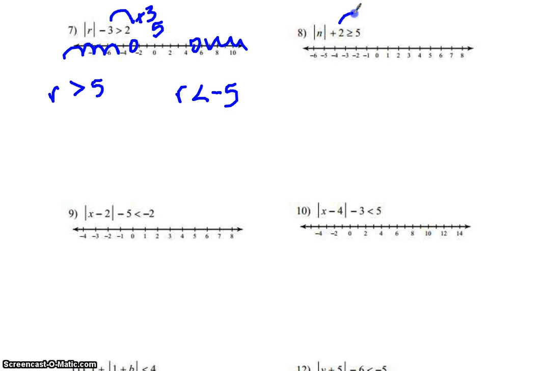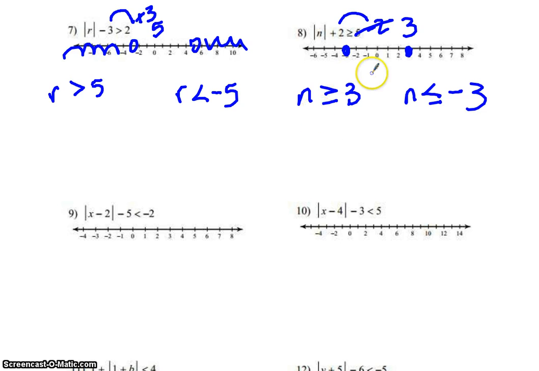Number 8, you're going to start by moving the 2 and subtracting that. So this is really 3. So n is greater than or equal to 3. N is less than or equal to negative 3. It's going to be a solid circle at -3 and at 3 because of the line that was under the symbol. At 3, you're going to go right, and at -3, you're going to go left.